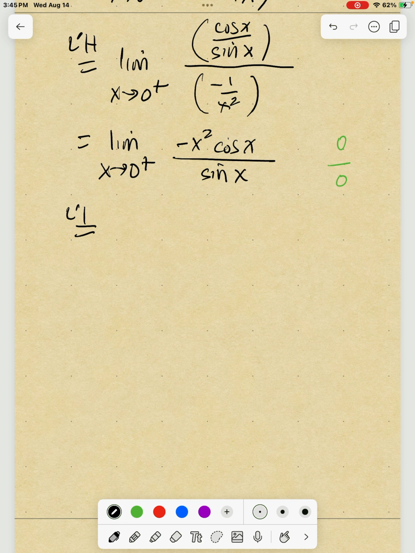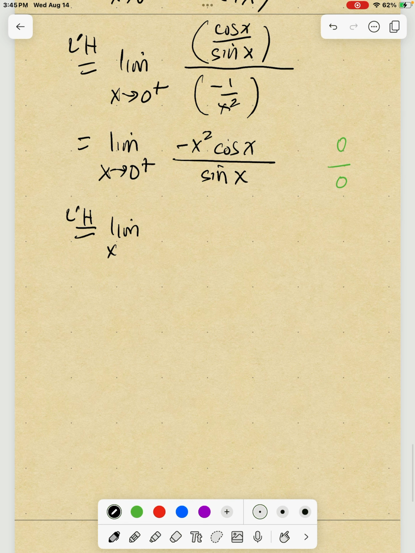So this is equal to, by L'Hopital's rule, the limit as x goes to 0 from the right of, okay, now I have a product on the top. So the bottom's easy, I just have cosine x. And on the top I need to use the product rule. There are multiple ways of doing it, but let's use the product rule with negative x squared and cosine x.